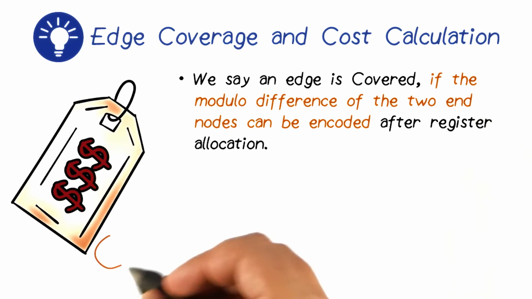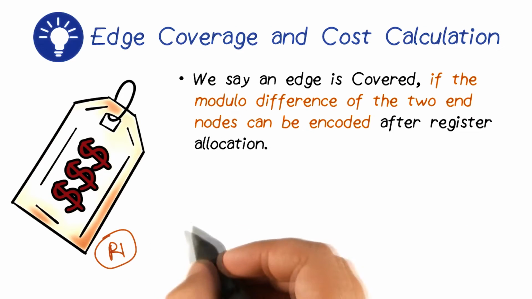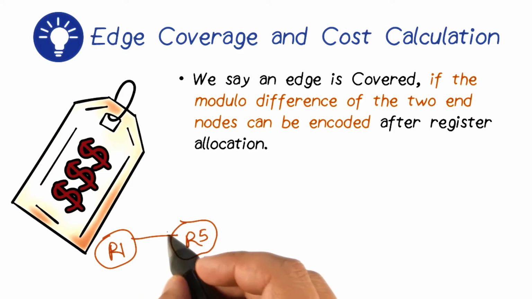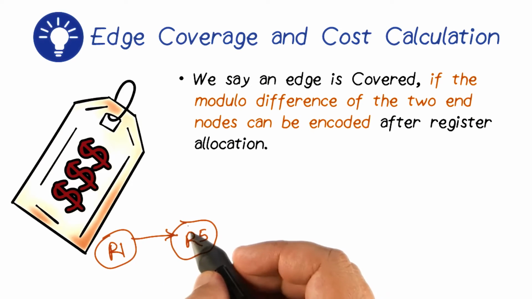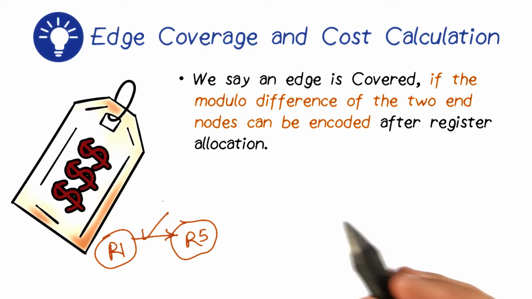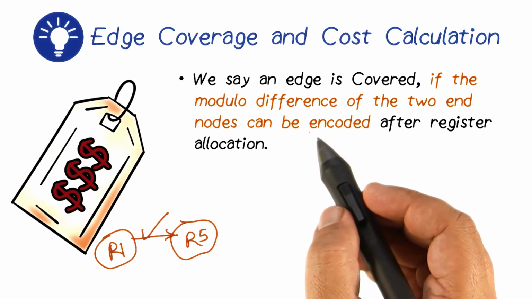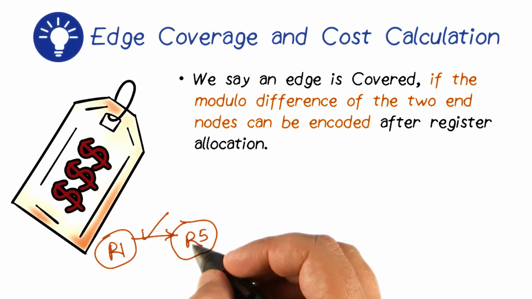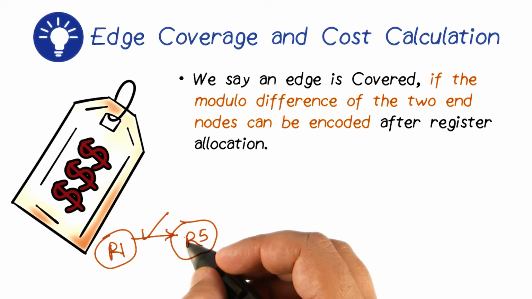For example, we have a node here R1, and we have another node here R5, and we have a difference, of course, of 4 between the two, and we can encode that through 2-bit encoding of the differences. We'll say that this edge will be covered, and in such a case, we'll be able to carry out the register allocation with the existing registers under differential encoding.